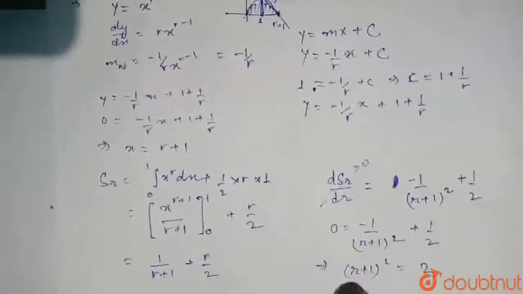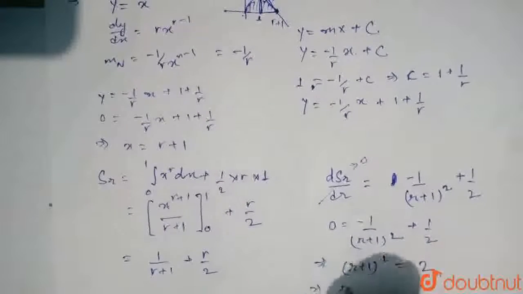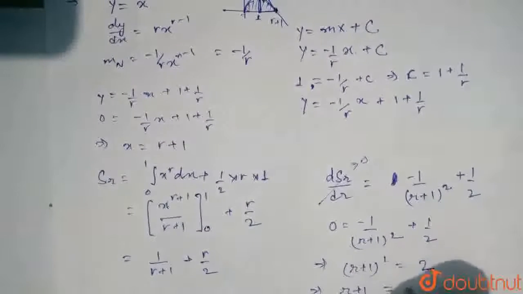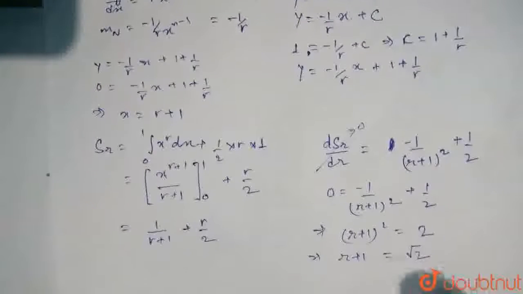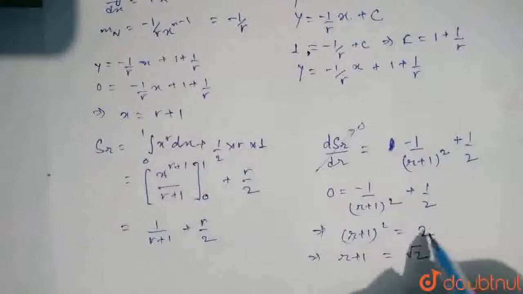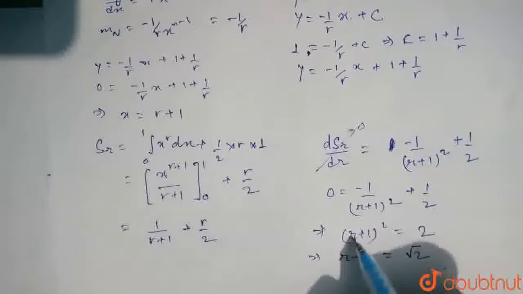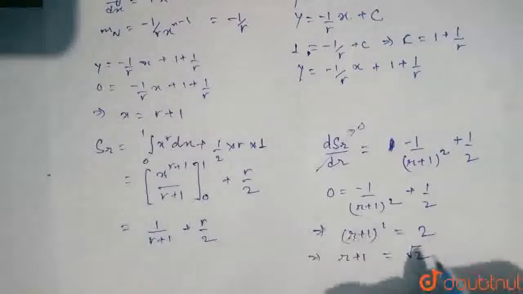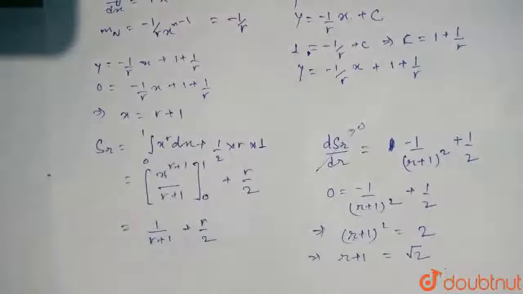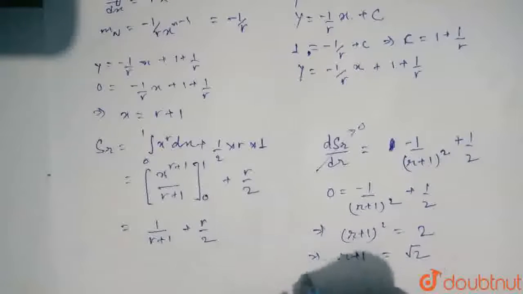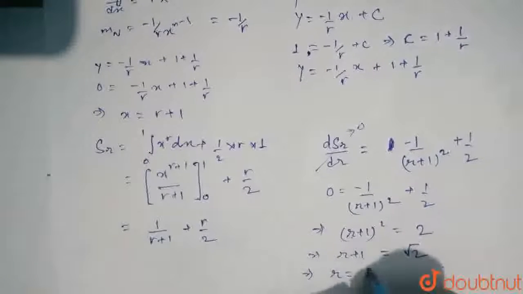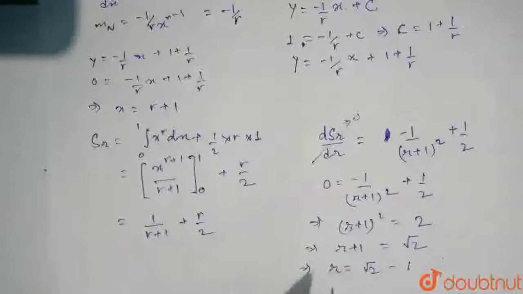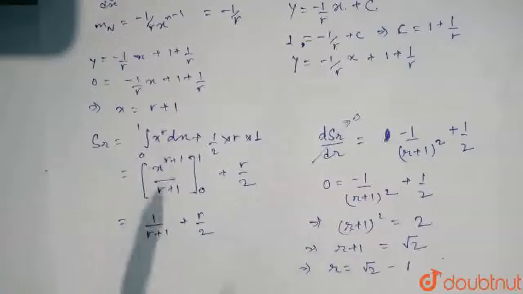Since r is a positive quantity, r plus 1 will be plus root 2, not minus root 2. Positive plus positive is positive; if it were negative, then we would have to take minus root 2. So from here, the value of r comes out to be root 2 minus 1. So at r equals root 2 minus 1, the area bounded by the given conditions will be minimum.